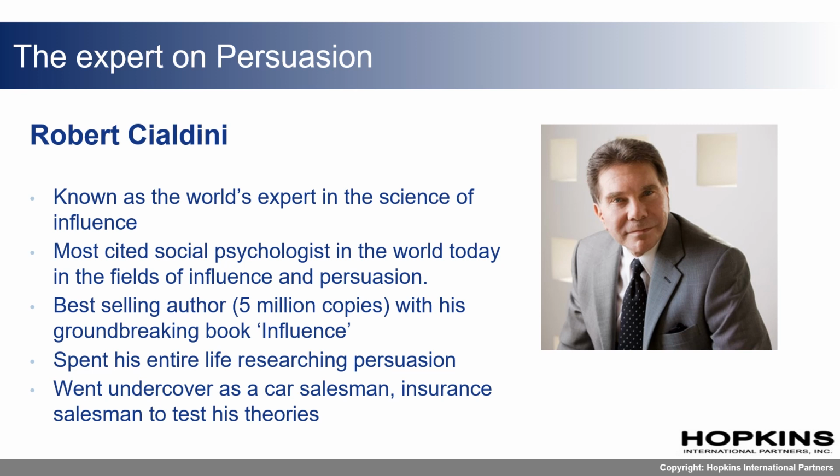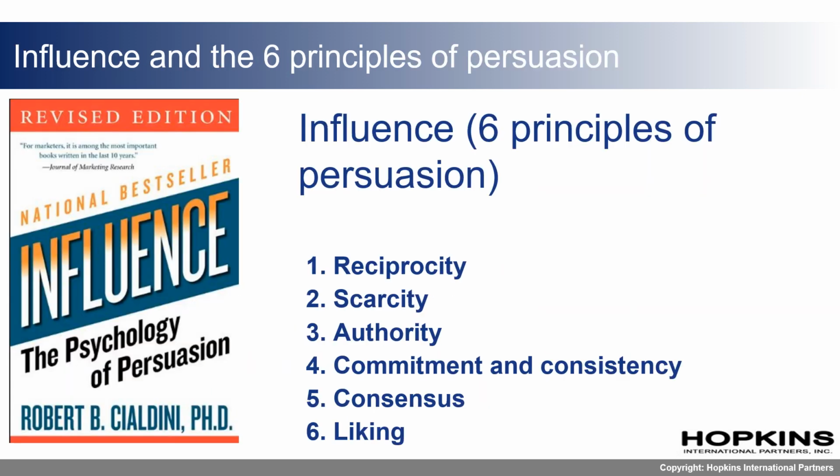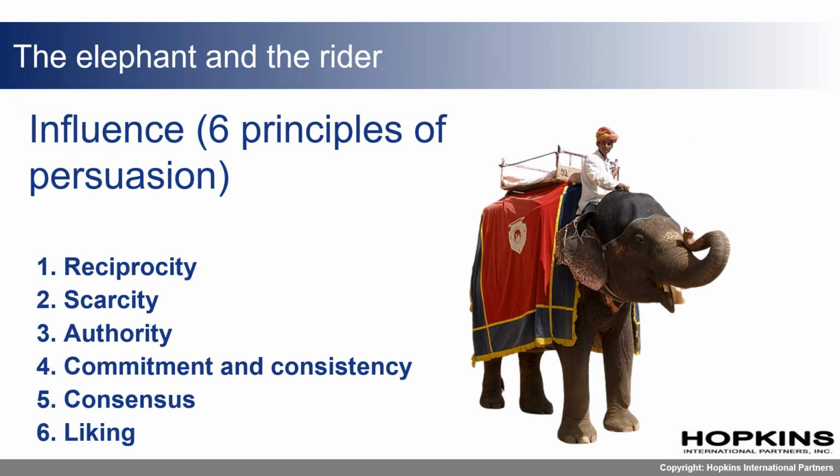These principles are reciprocity, commitment and consistency, social proof, authority and liking. Cialdini's groundbreaking book called Influence talked about 6 principles of persuasion. These principles are: 1. Reciprocity. 2. Scarcity. 3. Authority. 4. Commitment and consistency. 5. Consensus. 6. Liking. Each of Robert Cialdini's principles of persuasion have their roots in the evolution of the human species.